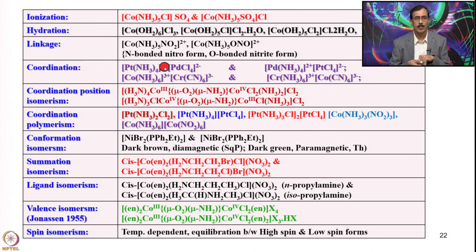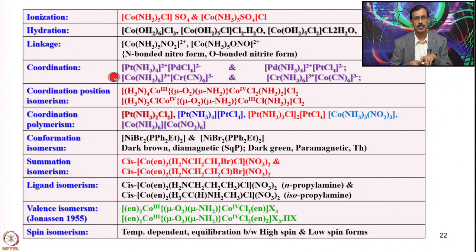Linkage isomerism, as I mentioned: when we have 2 donor atoms in a ligand, either of them can bind at a time. So here, if the nitrogen is bound, you can call it the nitro form, and if the oxygen is bound, the O form, nitrito. So one can mention it like this, N nitro or O nitrito. So you have linkage isomerism. We also come across linkage isomerism in the case of NCS, where N can either coordinate to the metal or S can coordinate to the metal.